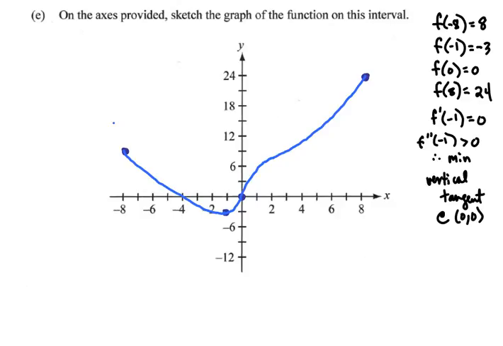Let's go through what we do know again. From the concavity, we know from -8 to 0, it's concave up. We know from 0 to 2, it's concave down. We have a point of inflection at x equals 2, and then it's concave up thereafter. We have a relative minimum at x equals -1, y equals -3.